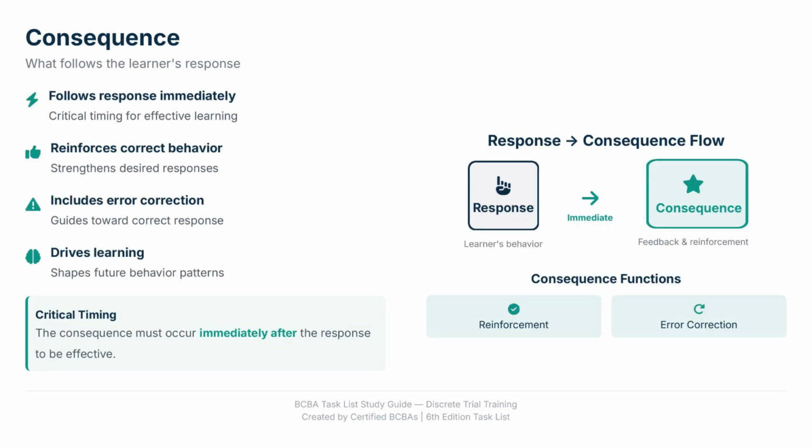The consequence is what follows the learner's response, and it must occur immediately to be effective. Consequences serve two main functions: reinforcing correct responses and providing error correction for incorrect responses. The timing here is critical. If reinforcement is delayed, the connection between behavior and consequence weakens, which reduces learning effectiveness.